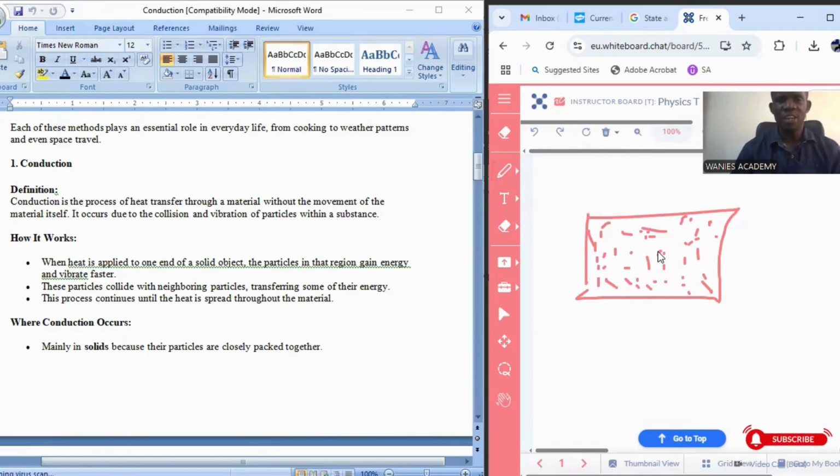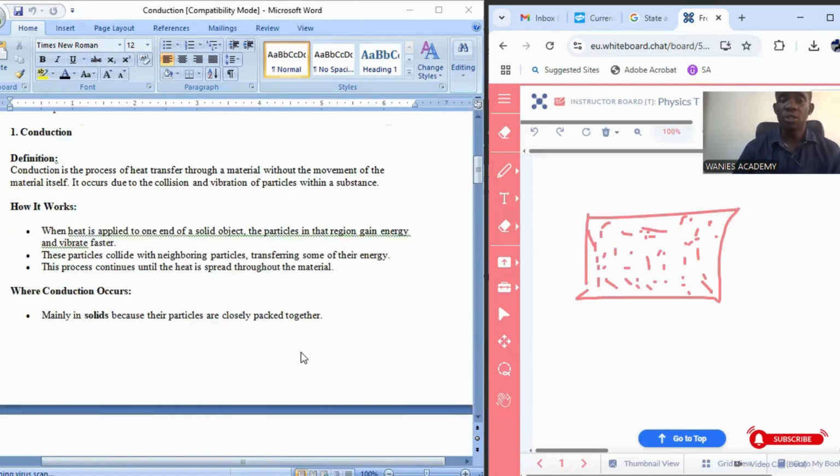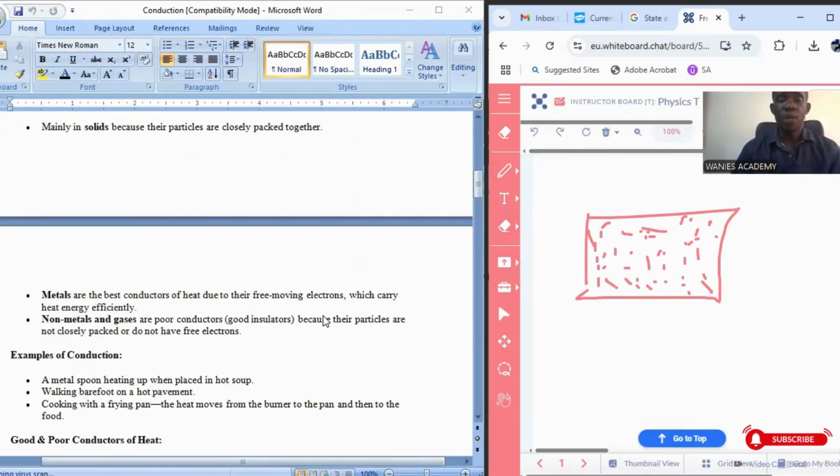As they collide with one another, what happens? They are transferring energy to themselves. This process continues until the heat is spread throughout the material. Conduction occurs mainly in solids, because the particles of solids are closely packed. So they vibrate, and in the course of that, energy is transferred within the particles.